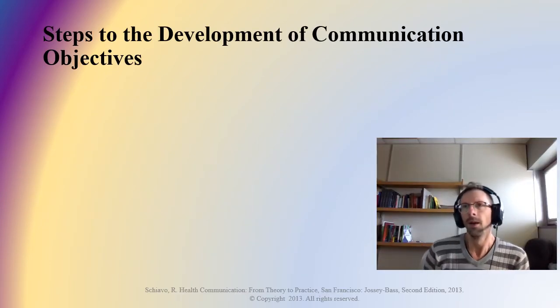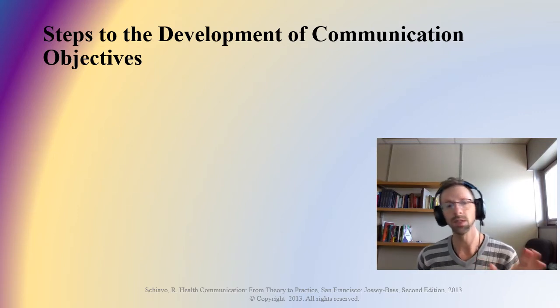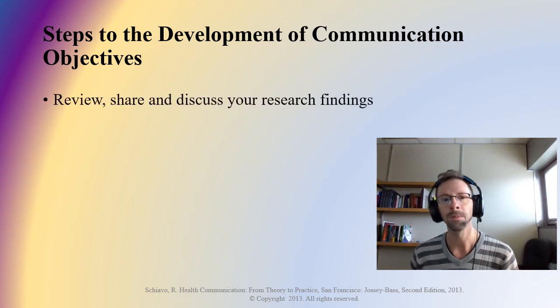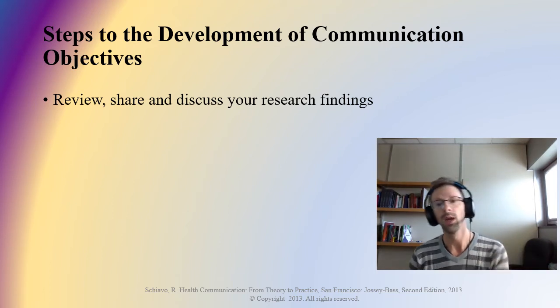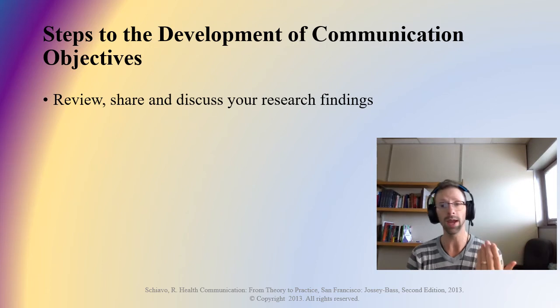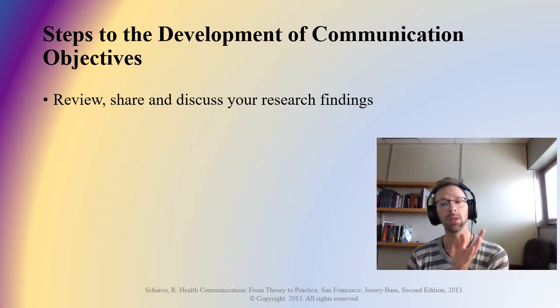So now that I've given you some examples, we're going to take a step back and think about ways in which we can develop communication objectives. Here are some things we can do as we're trying to figure out what we want to accomplish specifically. Number one, we could review, share, and discuss our research findings. Most of these health communication plans, with the exception of an individual group project, are not done individually. Even in your group project, you can and should discuss with me and your peers, right? Review, share, and discuss your research findings, because everything you do should be research-based. And the best way to better understand your research and how to apply it is by talking to other people.